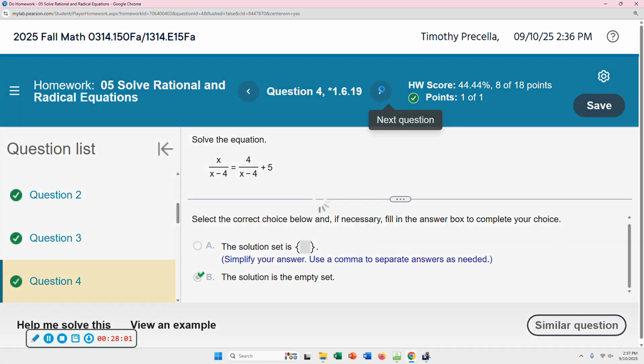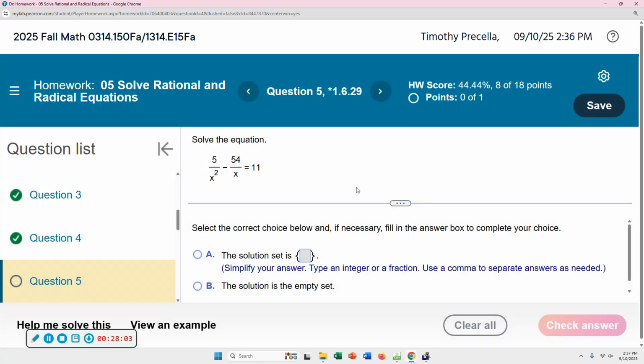Number 5. Okay, it's 5 over x squared minus 54 over x is equal to 11.